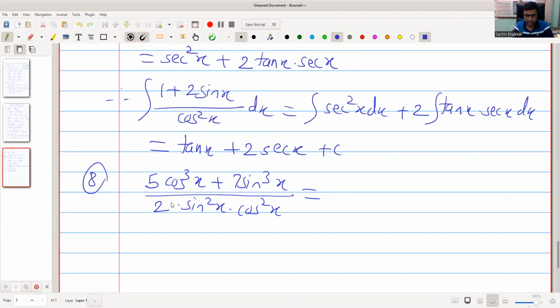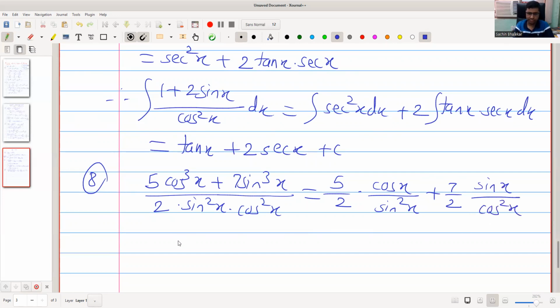So it is 5 by 2 into cos cube x upon sine square x cos square x. So this cos square x gets cancelled and we just have cos x upon sine square x, plus this 7 by 2 sine cube x divided by sine square x cos square x. Again sine square x gets cancelled and we just have sine x upon cos square x.